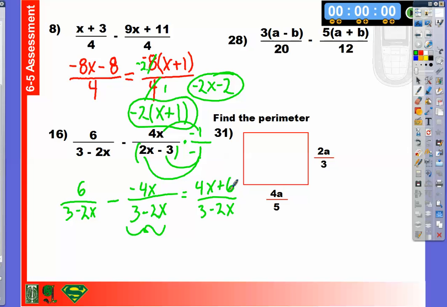All right. So at this point, if you had been so inclined to factor out a 2, that's fine, but let's just keep it here.